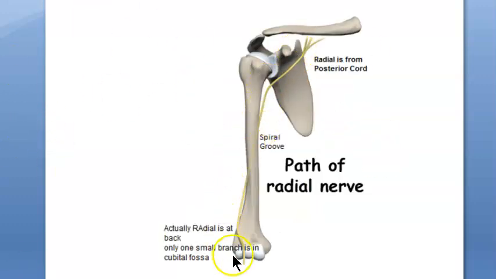So see, this is the path of the radial nerve. At the back of the humerus only it's going. So obviously, at the back of the humerus, which muscle is there? Triceps brachii only. Okay. So this is the nerve innervation.